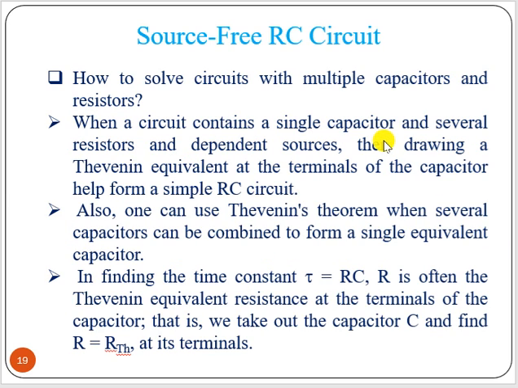Now, how do we solve circuits with multiple capacitors and resistors? When a circuit contains a single capacitor and several resistors and dependent sources, drawing a Thevenin equivalent at the terminals of the capacitor will help form a simple RC circuit. That means you have to find the RTH value and multiply RTH by C.